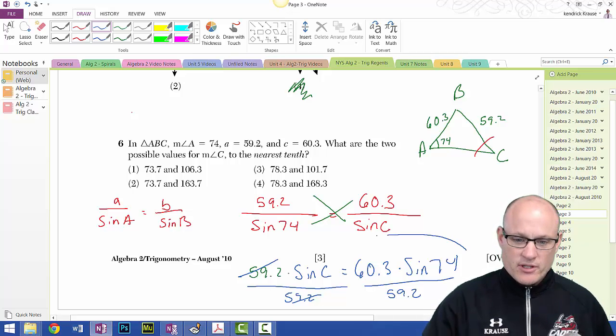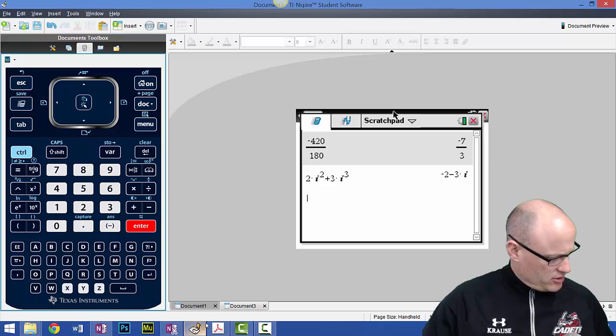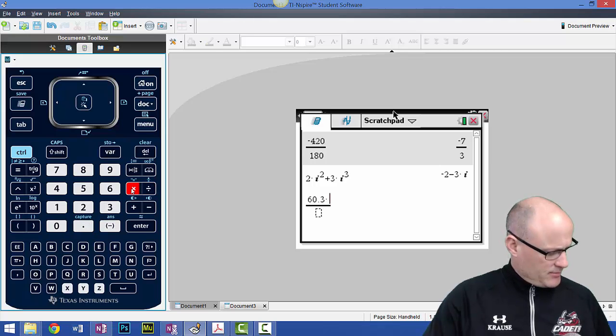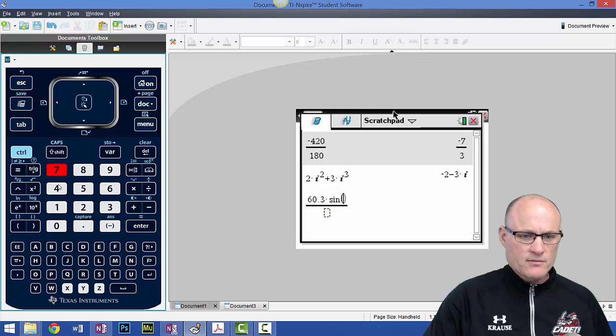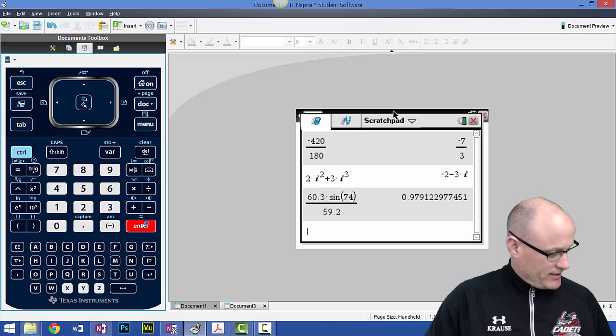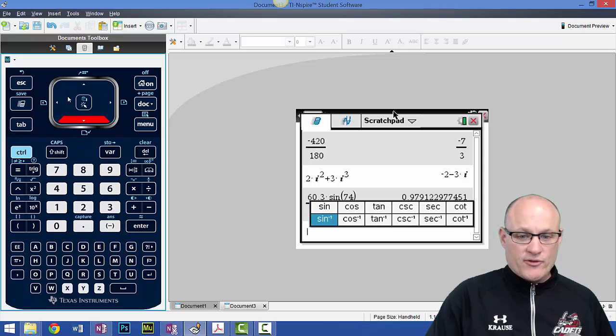So first thing I want to do is put this mess into my calculator, and then I'm going to inverse sine it. So I'm going to use my cheat sheet over here. Let's do control division, 60.3 times sine of 74 all over that 59.2. Now, 0.979. Oh my gosh. It's a good thing they didn't give me that answer. So then I'm going to inverse sine this.